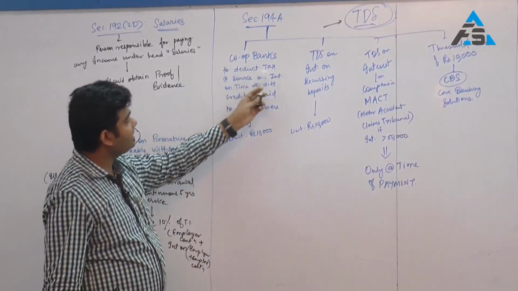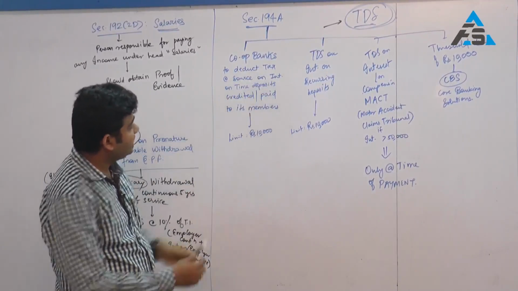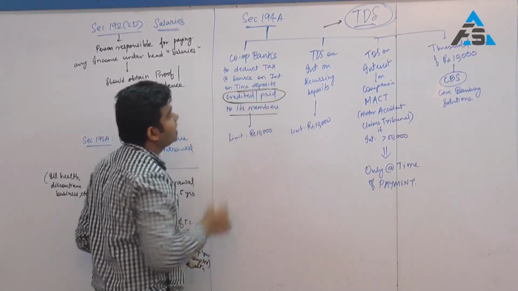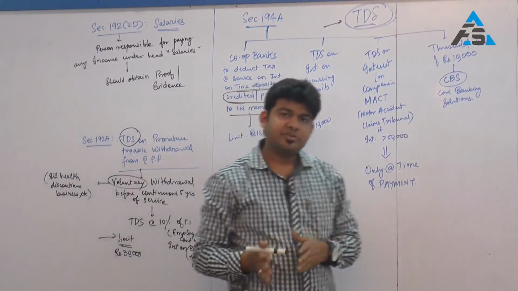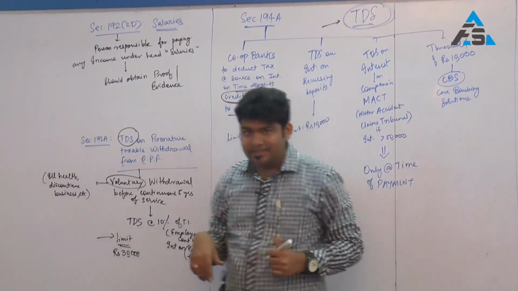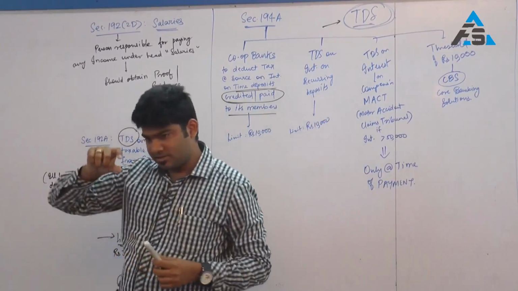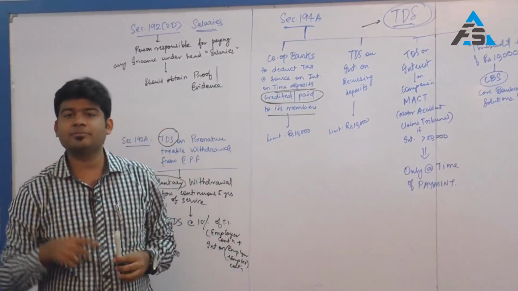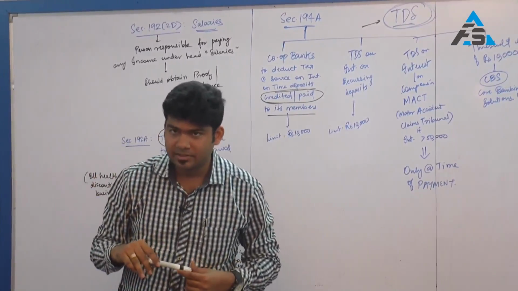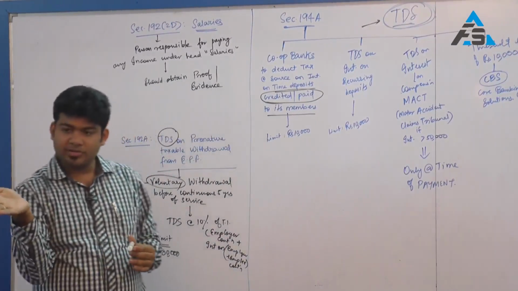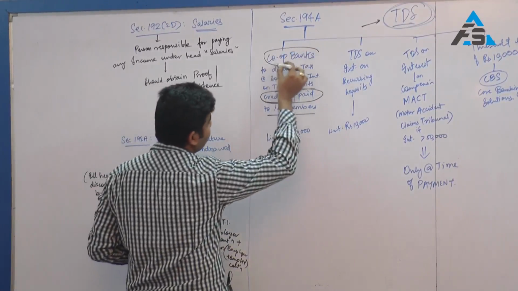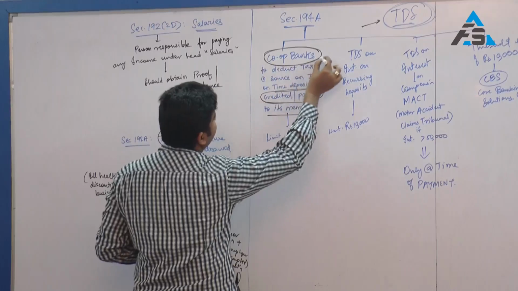Cooperative banks to deduct tax at source on interest on time deposits credited or paid to its members. Previously the word was, if cooperative society pay any interest to their members, it is considered that there is a concept of mutuality and accordingly no TDS will be deducted. But now they have removed the word cooperative bank. So it is cooperative society excluding cooperative banks.